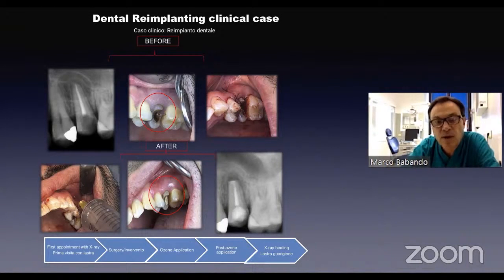The sized lesion at the apex of this dental element is visible. You extract the tooth, you proceed with a careful curettage of the site, you inoculate ozone, and you can see that the reimplanted tooth fixed with the suture is here. At the end, you see the healing and a perfect MRI.